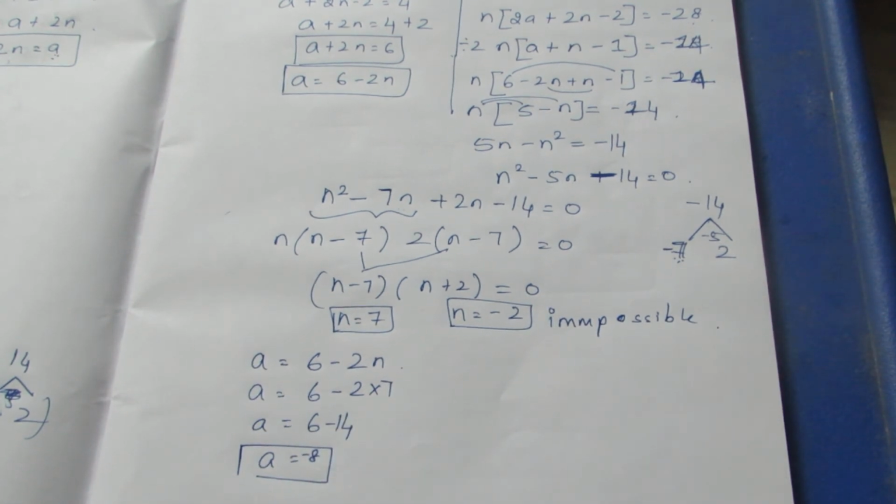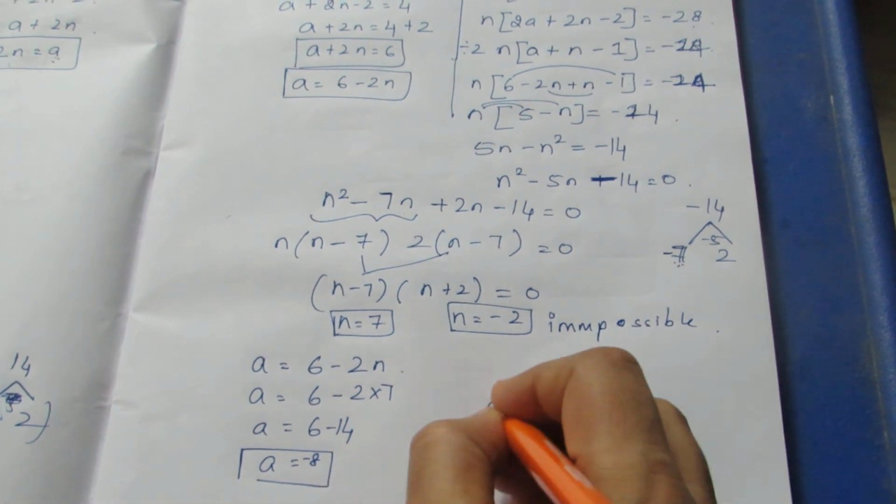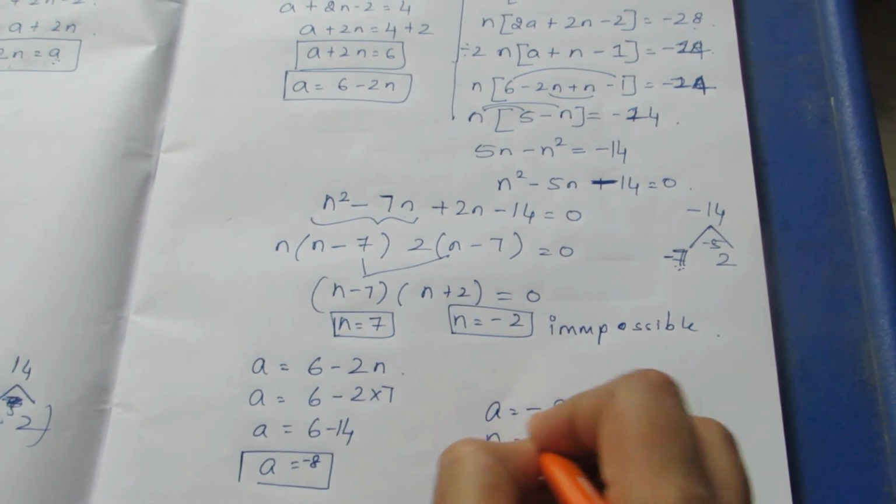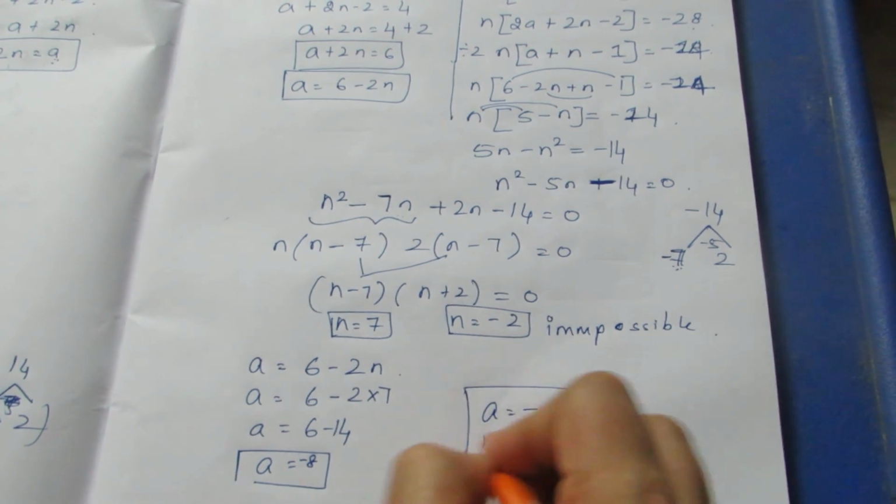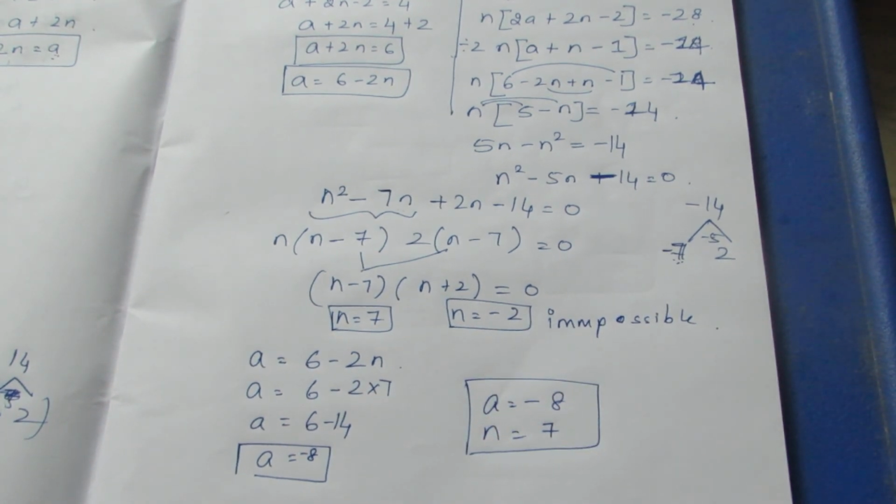So here in the sum, a is equal to minus 8 and n is equal to 7 is the final answer for the sum. That's all with the sum.